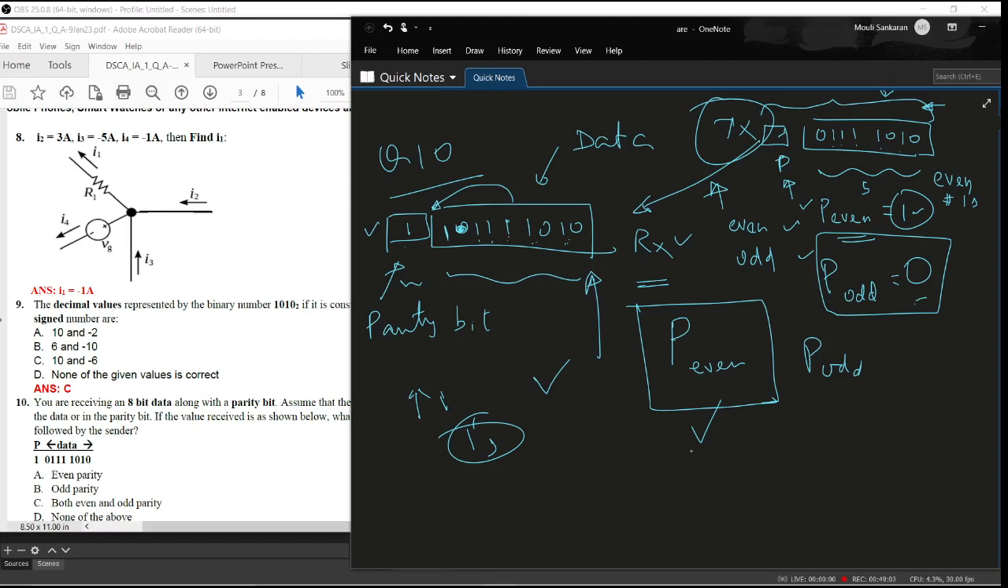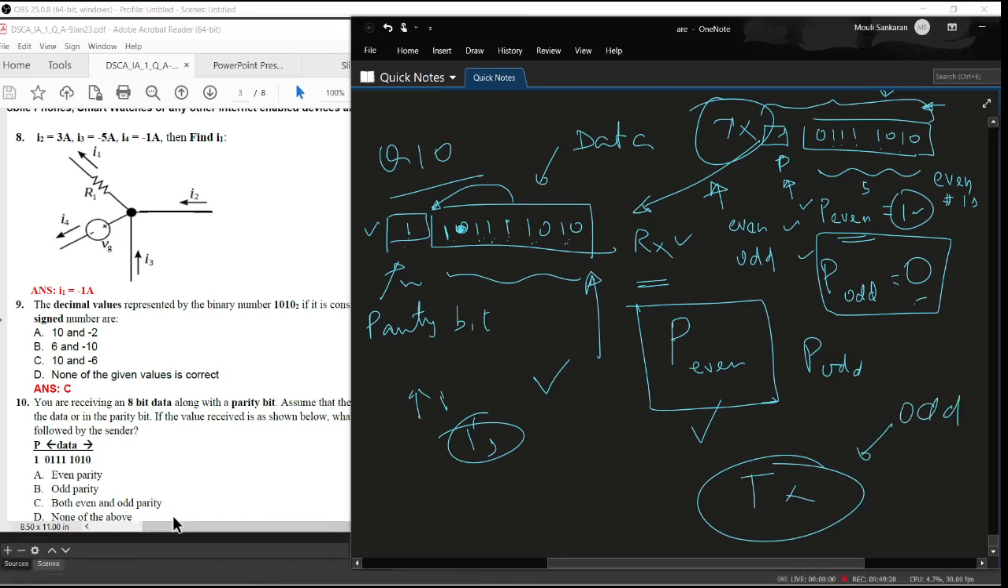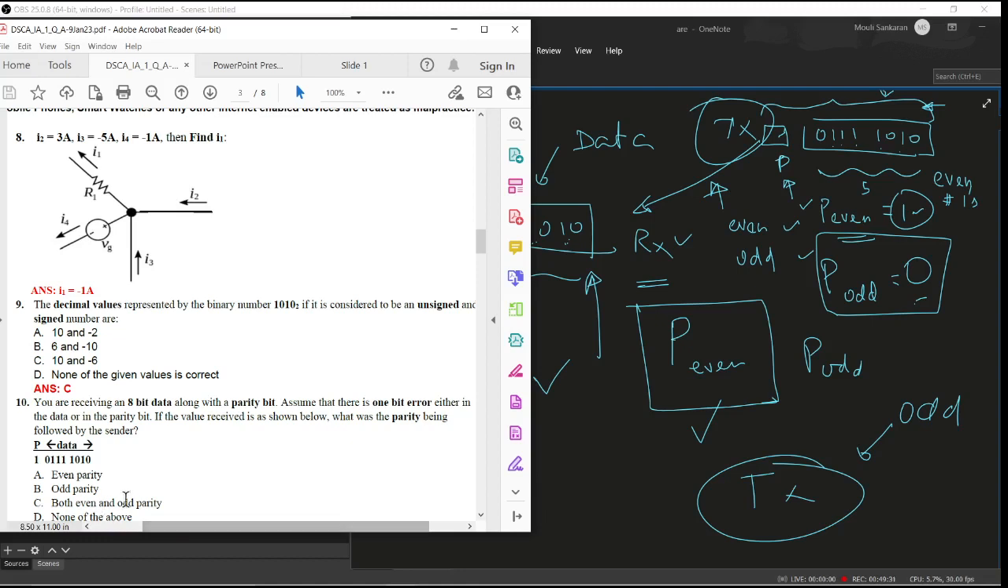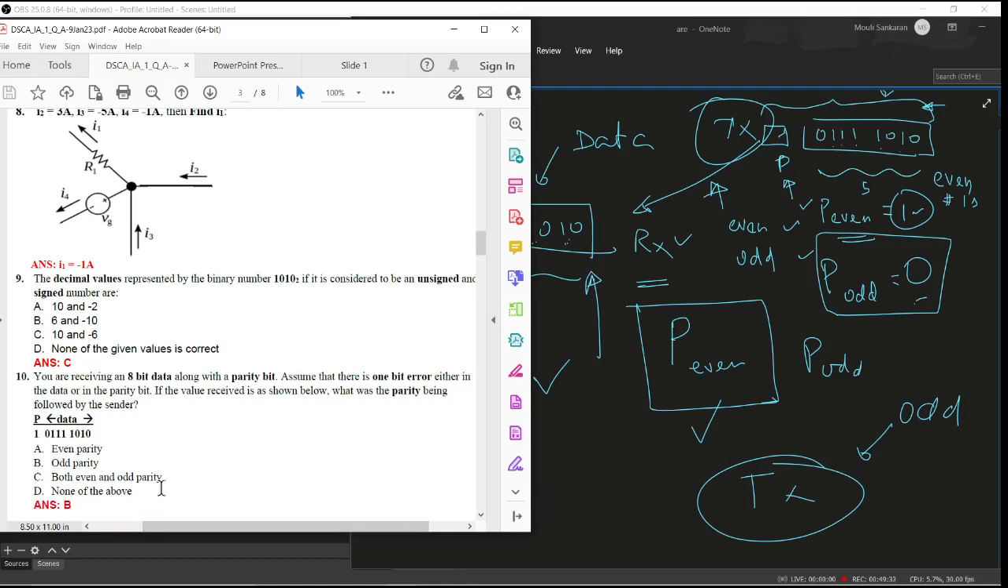1, 2, 3, 4, 5, 6, 7. So the sender is sending 7 ones. Either 0 has become 1 or 1 has become 0, it is true. So the sender is actually sending an odd number of ones, but it has been received as an even number of ones because a 1-bit error has happened. That means the sender, the TX guy, has followed odd parity. So you cannot say both even and odd parity, and none of the above is also not valid. So option B is the right answer.